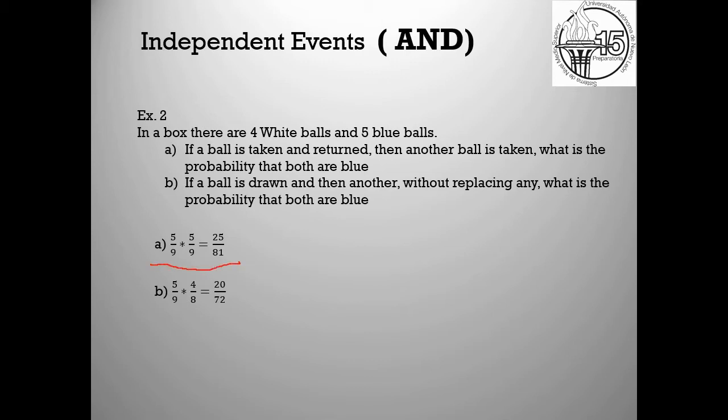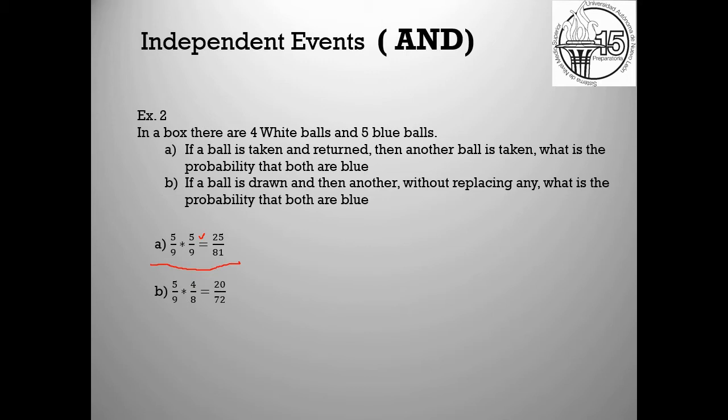So how many blue balls do we have? We have 5 blue balls out of 9. That is the first time that we pick a ball. Then we put it back, and the second time we also have 5 blue balls out of 9. And we're going to apply the multiplication rule. 5 multiplied by 5 will be 25, and 9 multiplied by 9 will be 81.